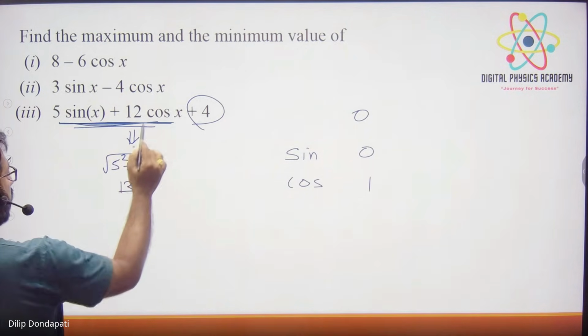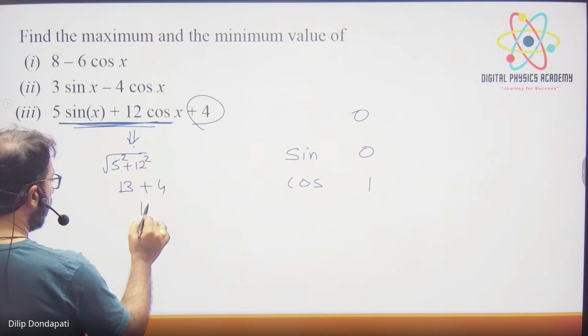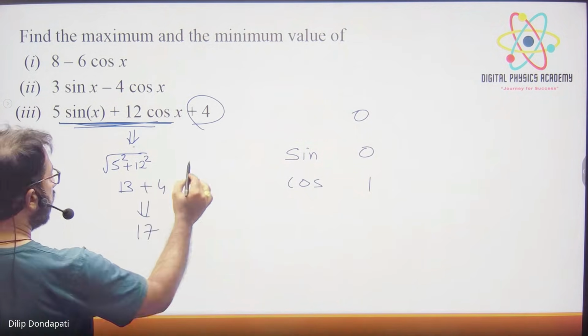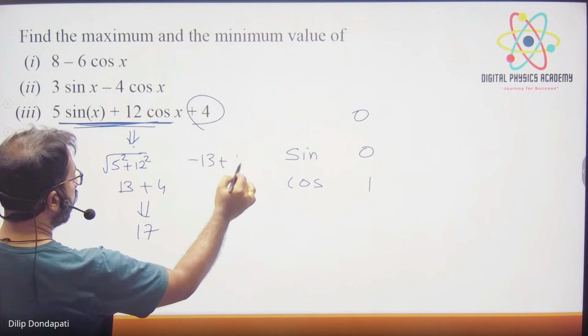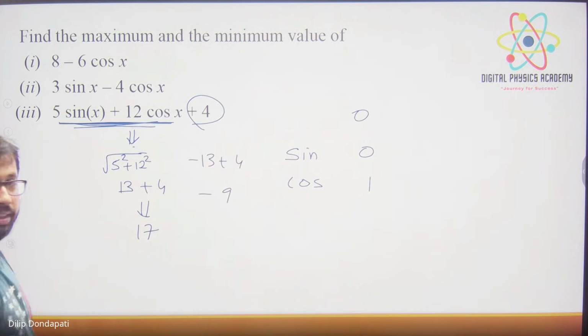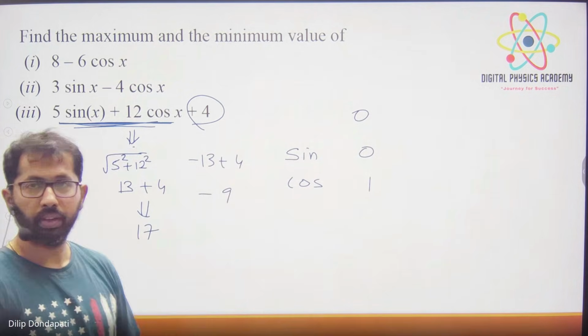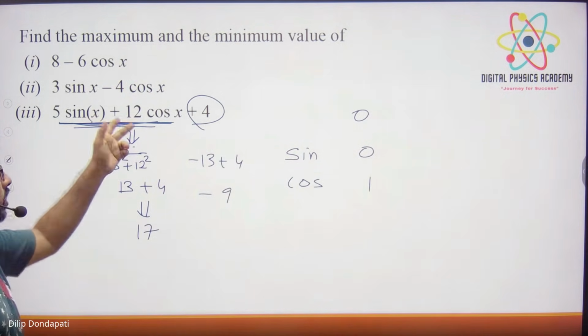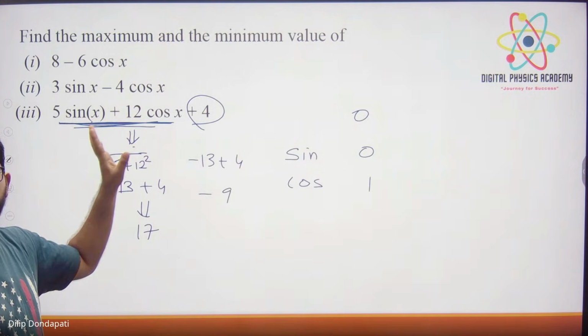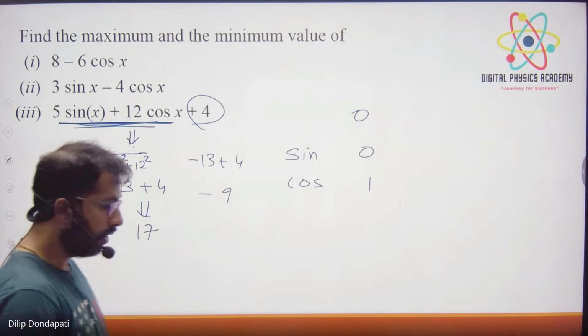So what is the maximum value? 13 plus 4. So it is 17. And the other, minus 13 plus 4, it is minus 9. So this is the maximum value, this is the minimum value. Okay. Understood? So whenever a combination is there, always go for root of a square plus b square. Okay. Chalo.